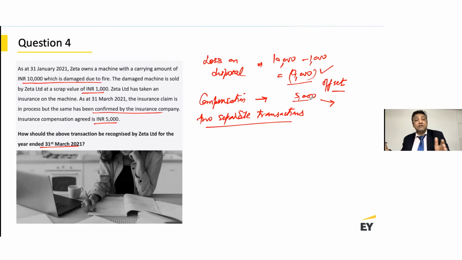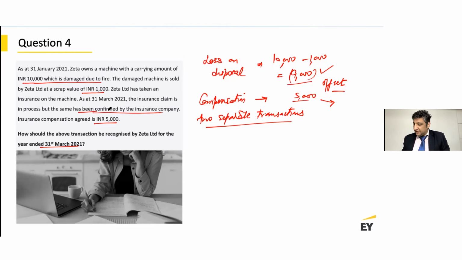Now, why are we going to recognize this 5,000 rupees as an income or a compensation? Because the amount has been confirmed by the insurance company. Okay. Had it not been confirmed, then we would not even have recognized that income or the compensation. It would have been a contingent asset under Ind AS 37 that you would study, of course, in Ind AS 37 provisions, contingent liabilities, and contingent assets accounting standard.